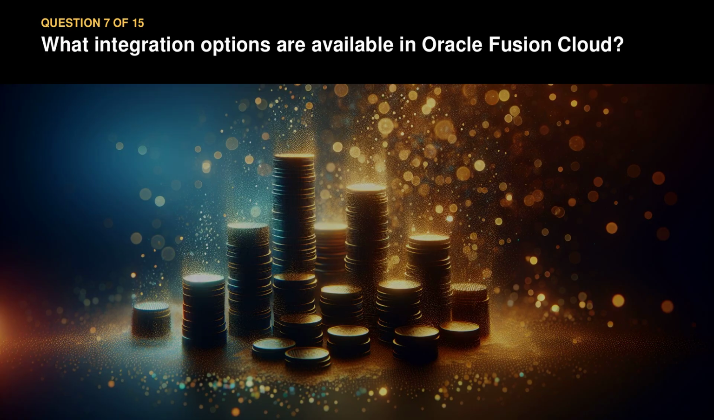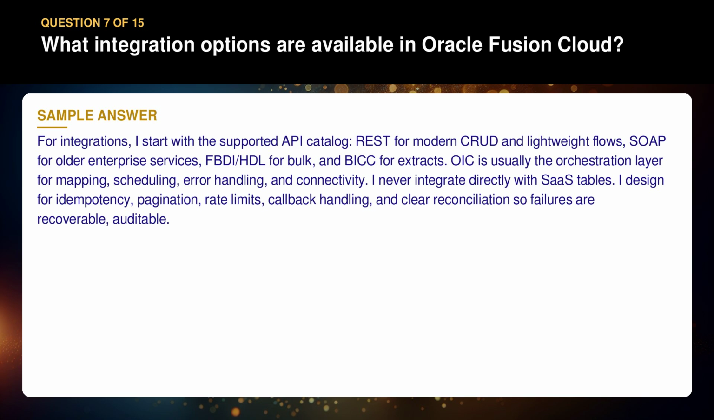Question 7. What integration options are available in Oracle Fusion Cloud? For integrations, I start with the supported API catalog, REST for modern CRUD and lightweight flows, SOAP for older enterprise services, FBDI HDL for bulk, and BICC for extracts. OIC is usually the orchestration layer for mapping, scheduling, error handling, and connectivity. I never integrate directly with SaaS tables.